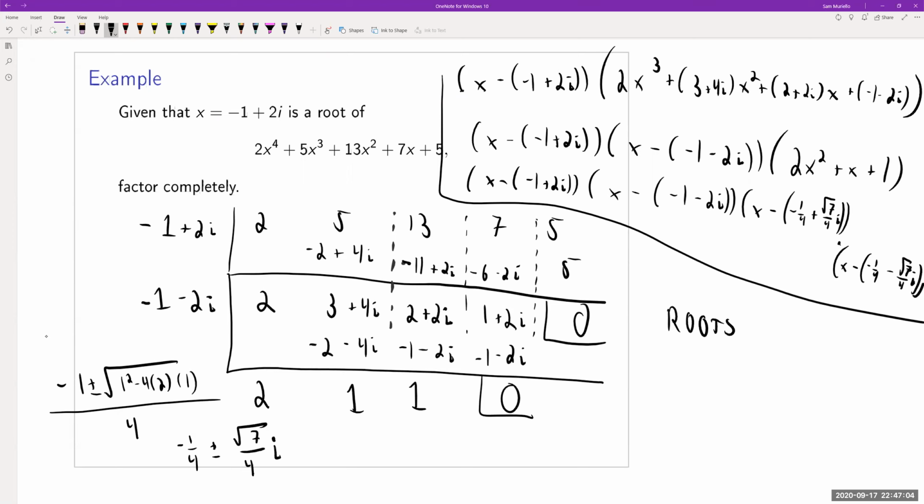The roots are negative 1 plus 2i, negative 1 minus 2i, negative 1/4 plus root 7 over 4i, negative 1/4 minus root 7 over 4i. And there we go, completely factored.